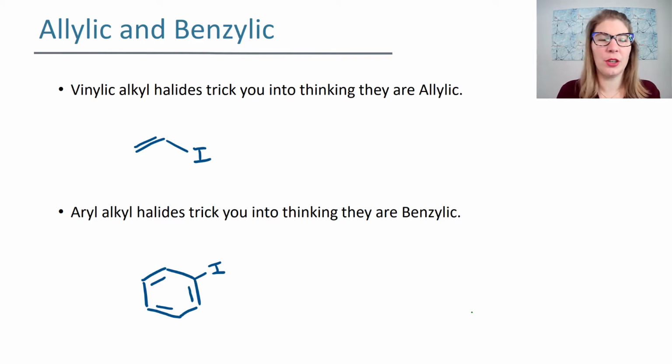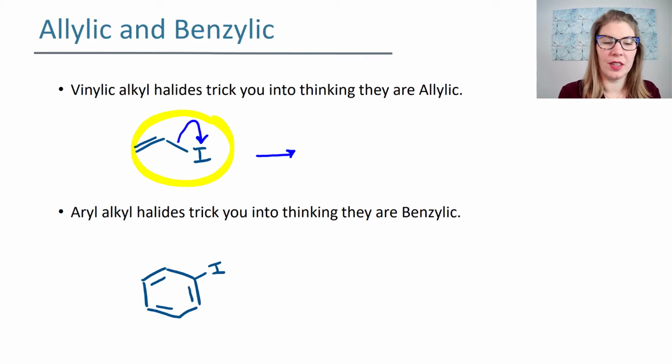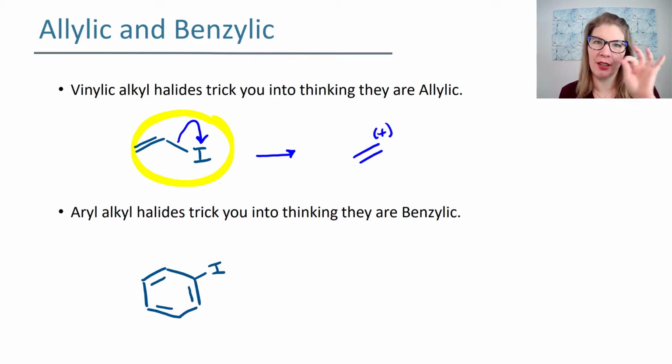So what I want to do is show you what vinylic looks like. So here is vinylic, and what's happening with your brain, and it's tricking you, is when that iodine leaves, you actually get a positive charge on the carbon that's sp2 hybridized. This is not a stable carbocation. This is not going to form.